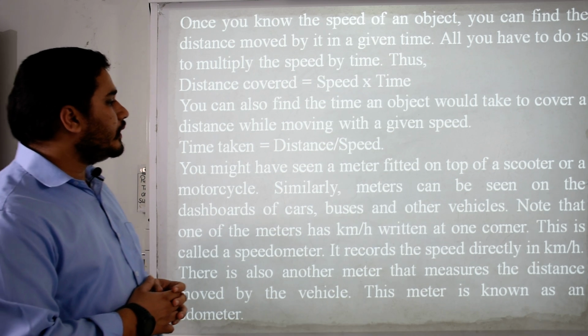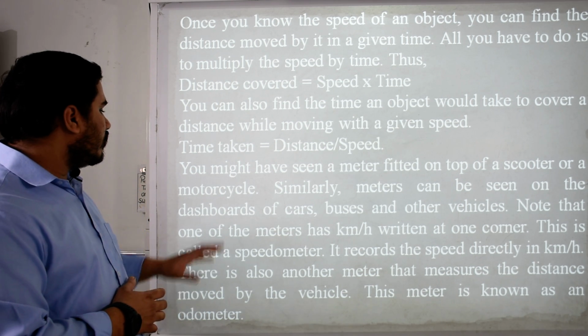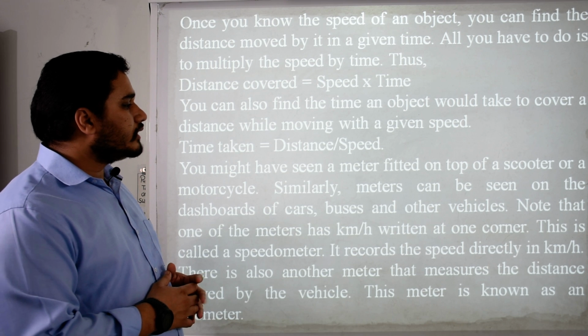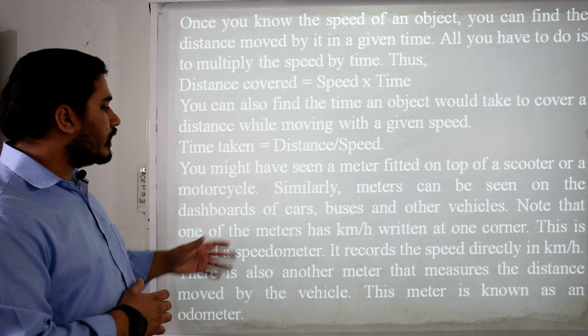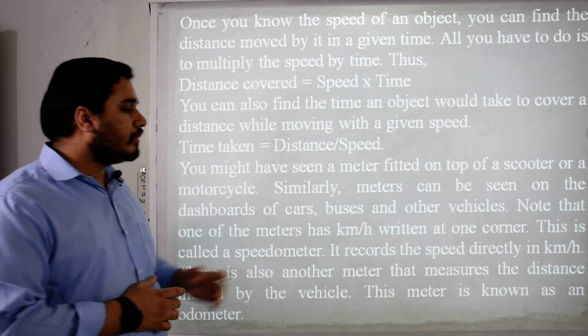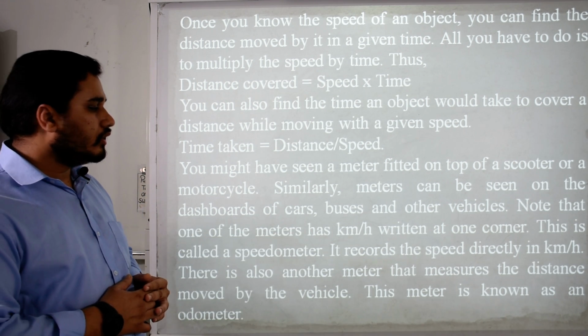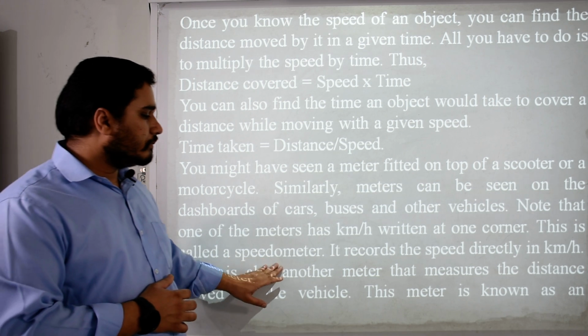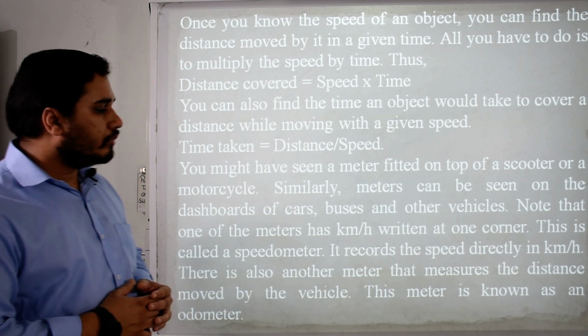You might have seen a meter fitted on the top of a scooter or a motorcycle. Similarly, meters can be seen on the dashboard of cars, buses and other vehicles. Note that one of the meters has km per hour written at one corner. This is called a speedometer. It records the speed directly in km per hour.